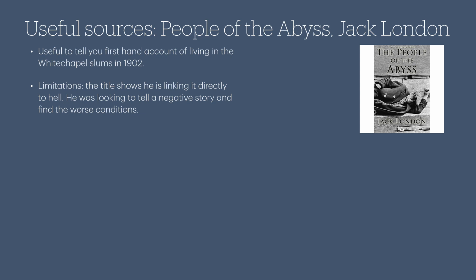Now, another useful book which has come up as part of the sources on the Whitechapel section of the paper is People of the Abyss by Jack London. It was a first-hand account of living in the Whitechapel slums in 1902, but obviously he's calling it the abyss. He's deliberately doing it to shock. He's thinking about the hellish situations, but it very much gives another eyewitness account of what it's like and the kind of crimes, the overcrowding, the situation, the unhygienic nature of living in the slums.